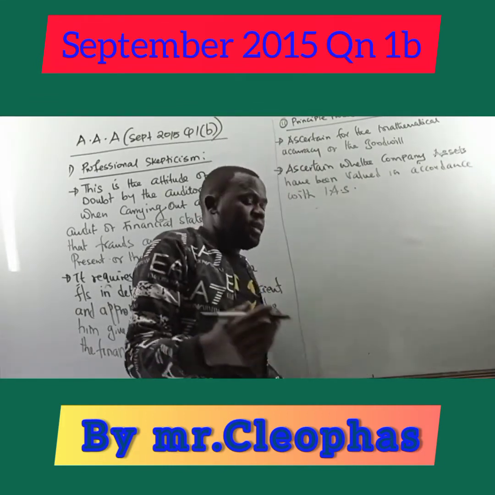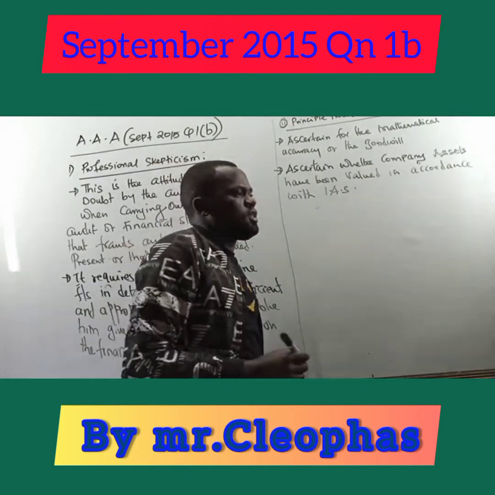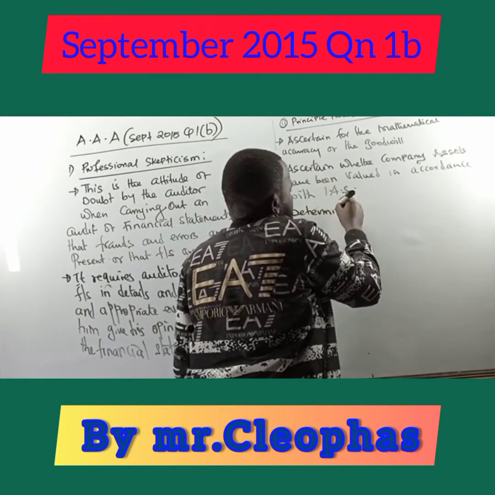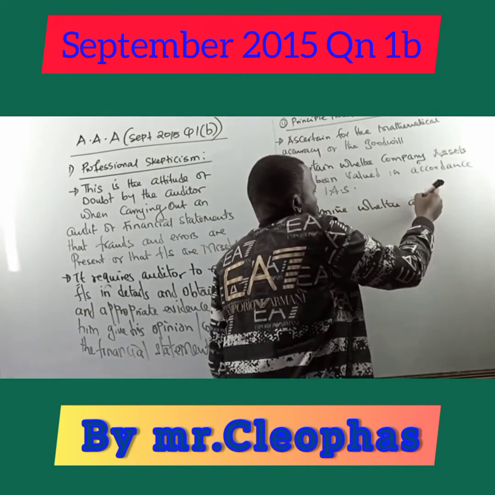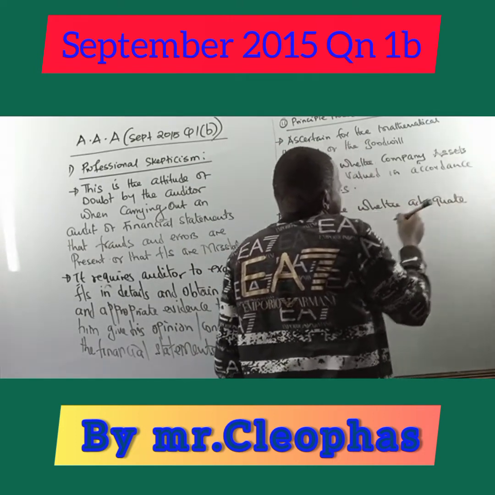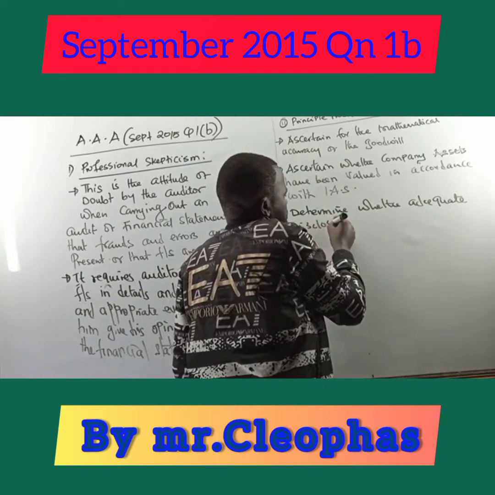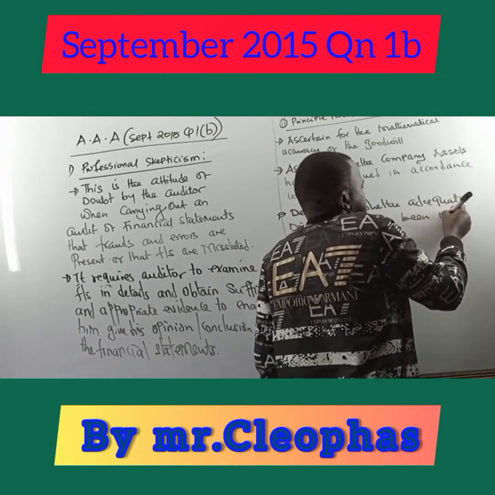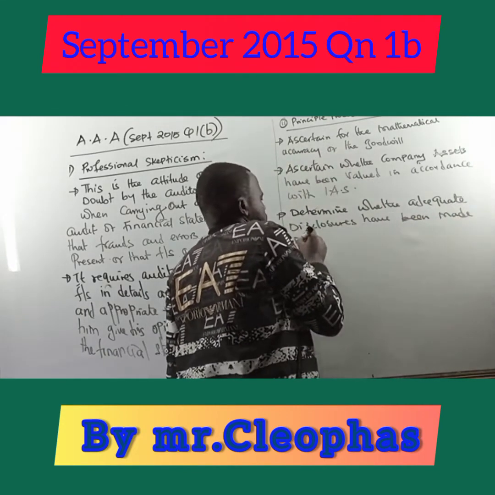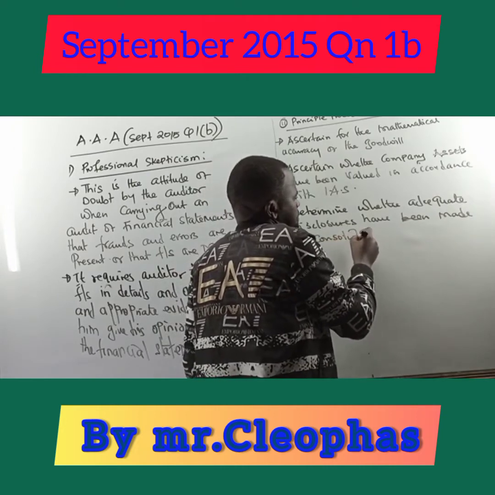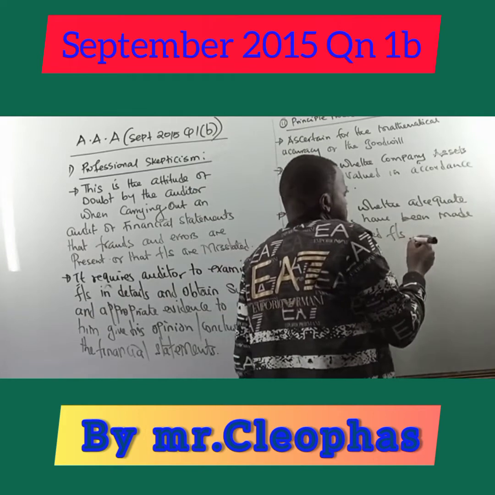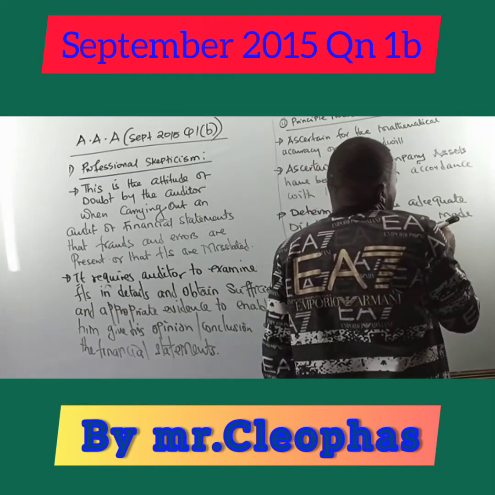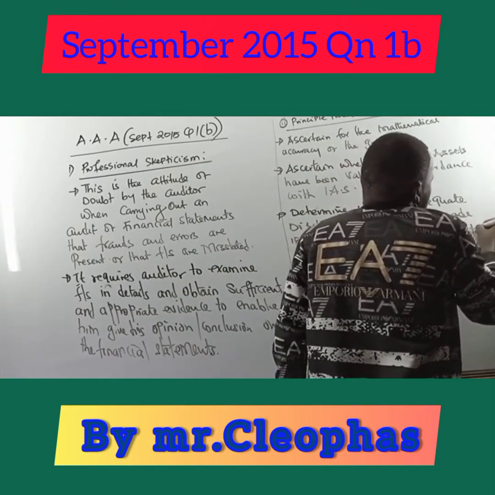Remember, if it is goodwill, another thing the auditor needs to do is confirm whether it has been disclosed in the financial statements. So determine whether adequate disclosures have been made in the consolidated financial statements. Adequate disclosures have been made in relation to the goodwill.